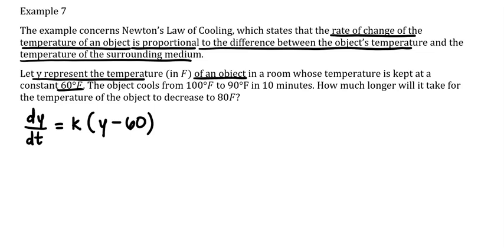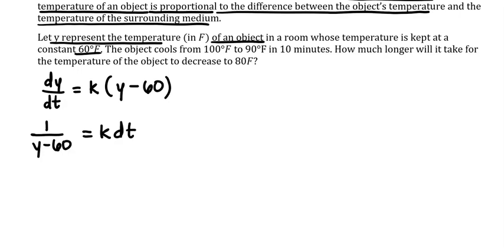I'm going to go ahead and separate variables. So I'm going to get all the y's on the left side of the equation and the t's on the right side. So I'm going to divide both sides by y minus 60 to get it away from the right side of the equation, and I'm also going to multiply both sides by dt to get it off of the left side. Now that I have my variables separated, I can go ahead and integrate both sides of this equation.